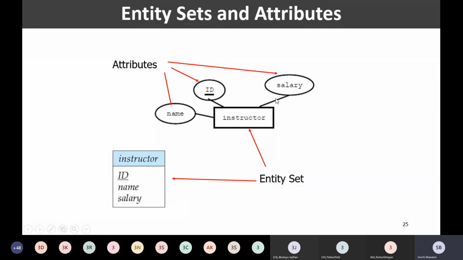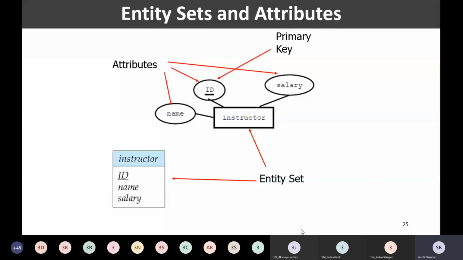Now as I mentioned, these ellipses are denoting the attributes. And if I have an underline for the attribute, then this denotes the primary key. We know the concept of primary key. So what do we mean by primary key? Anybody who can answer what we mean by primary key?